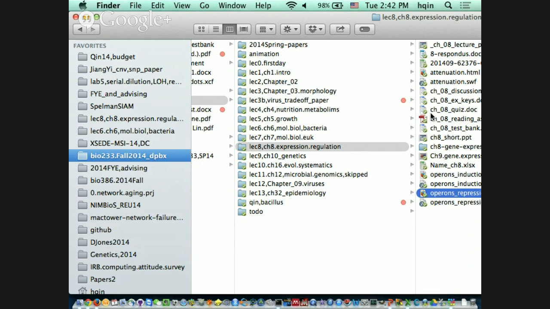So D is wrong. B is also wrong. A is just incorrect. So C is the one, because in fact we are going to go over the lac operon. That's one of the examples of a positively controlled operon. That's C.